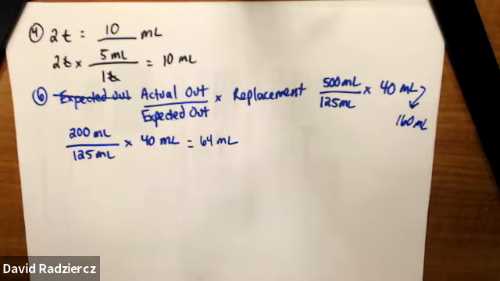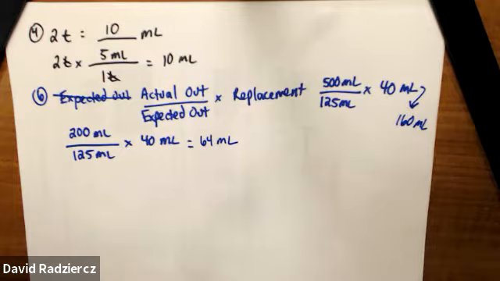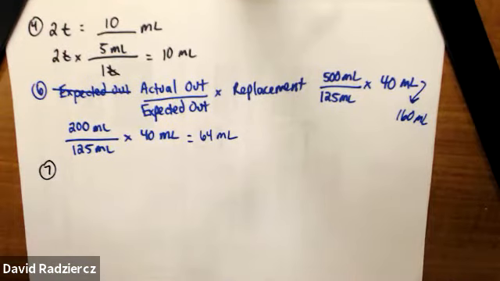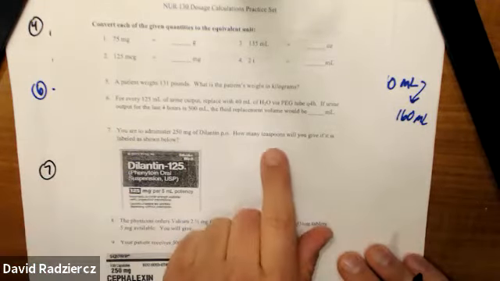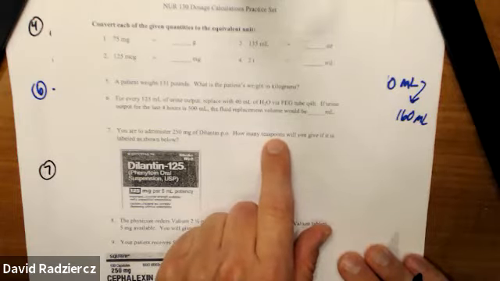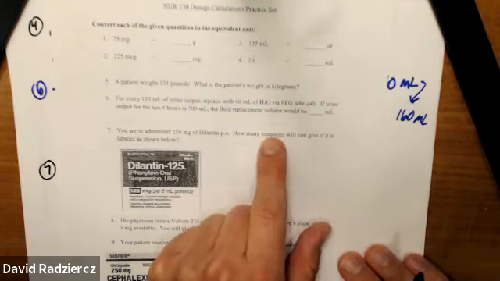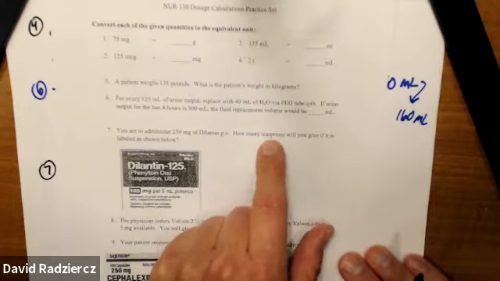All right. Number 7, I think, was on there. Number 7 says you're to administer 250 milligrams Dilantin. How many teaspoons will you give if it's labeled as shown below? Keep in mind, make sure you read the directions. What are they asking for? They're asking for teaspoons. If it asks for milliliters, then you would give it in milliliters. Don't get tripped up on this question, because on the test it might switch it to milliliters. Just make sure you read what it says to do.